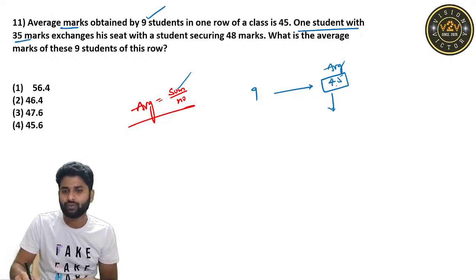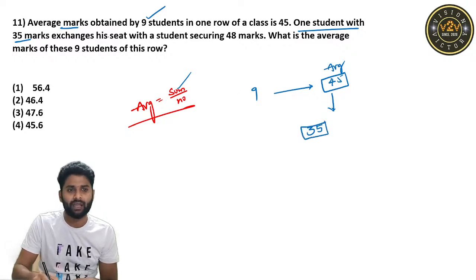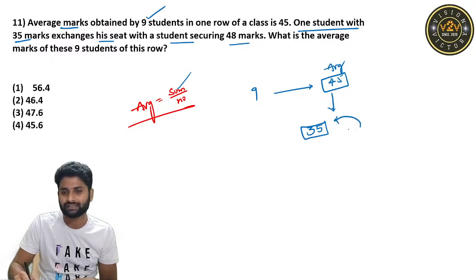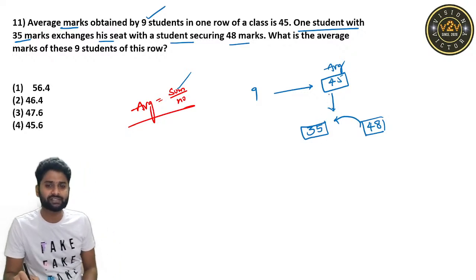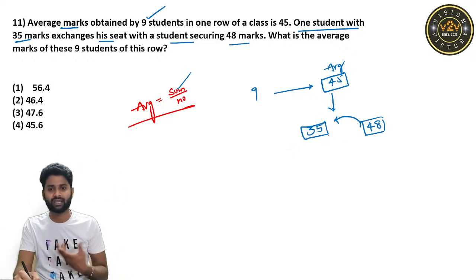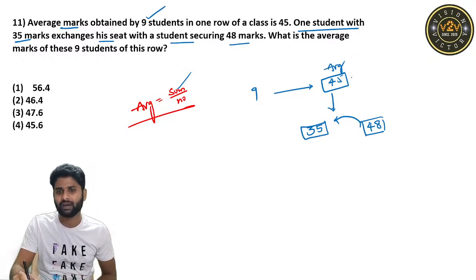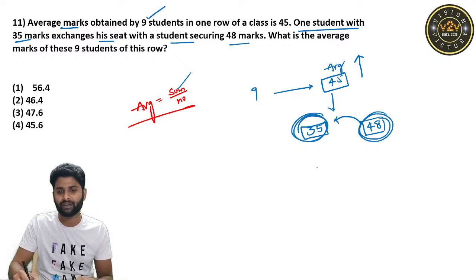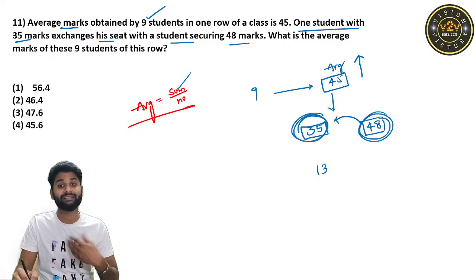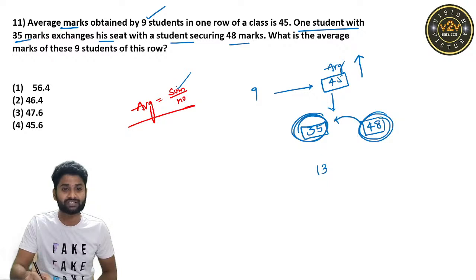Guys, out of the 45 average, there is one person whose score is 35, and he exchanges his seat with the student who's securing 45. So this guy should be replaced with the person who got 45. If you observe that, we are removing 35 from the count and we have to add 45. So if you observe the overall calculation, definitely the average should increase. Why? Because we are removing 35 units and adding 45, which means we are increasing 10 units. It's all about the sum.